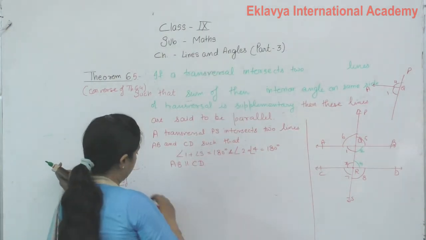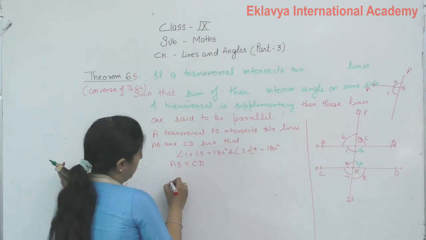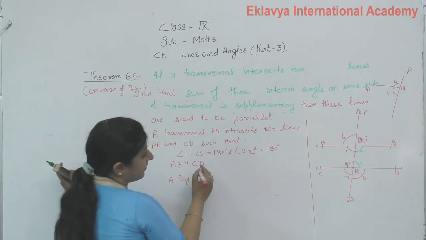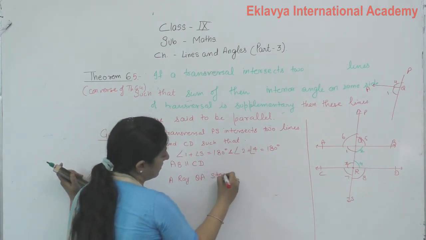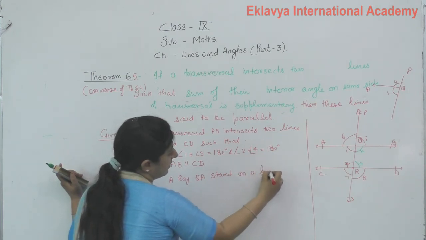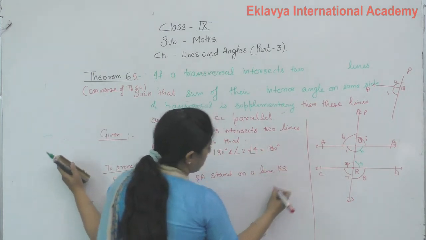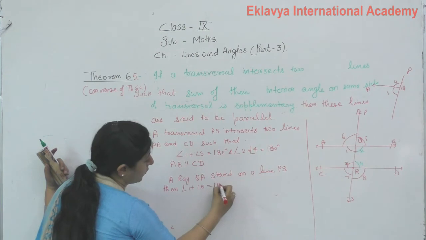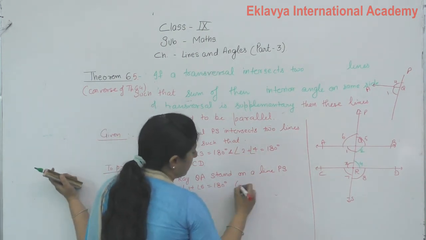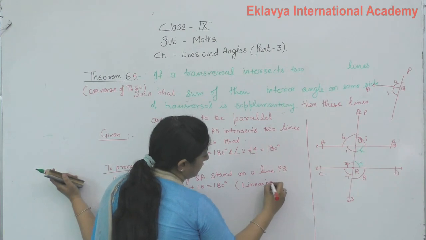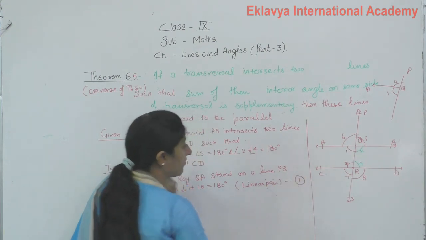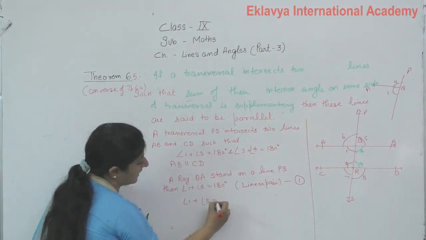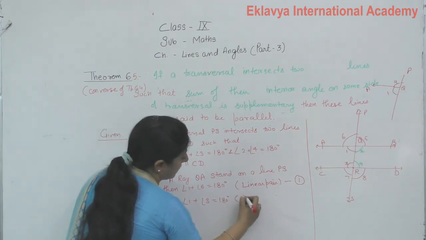What can we write down? A ray, you can give the name QA. Ray QA stands on line PS, then angle 1 plus 6 is equal to 180 degrees. Reason: linear pair. Equation first. Second equation: angle 1 plus angle 3 is equal to 180 degrees, given.